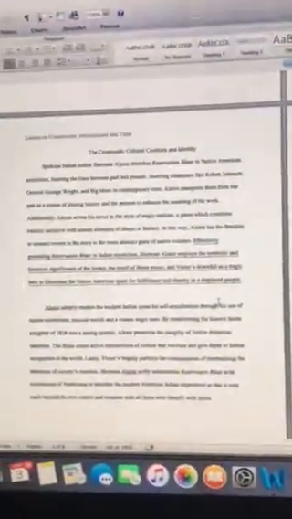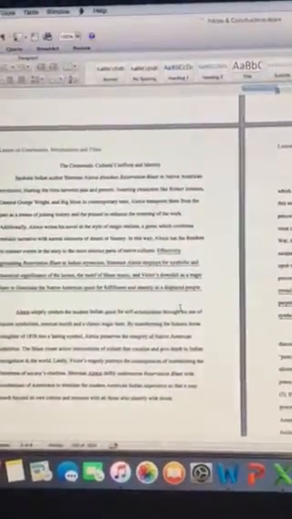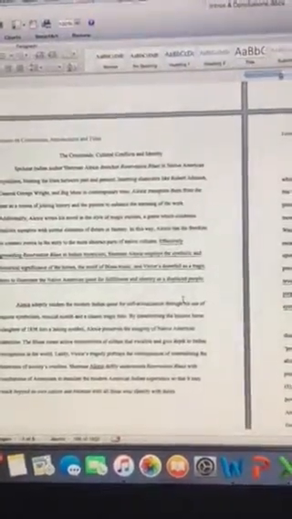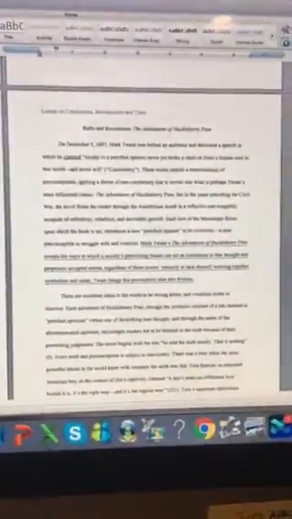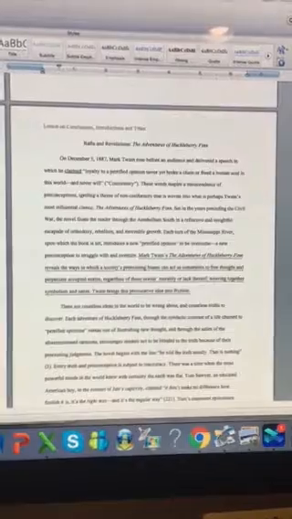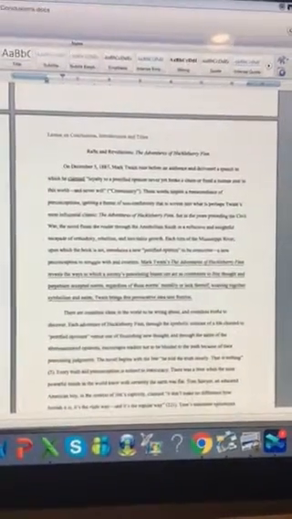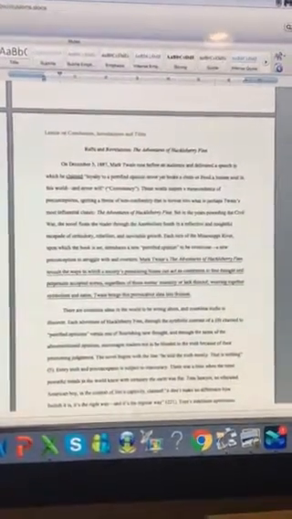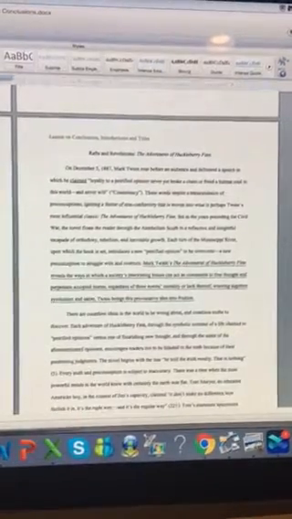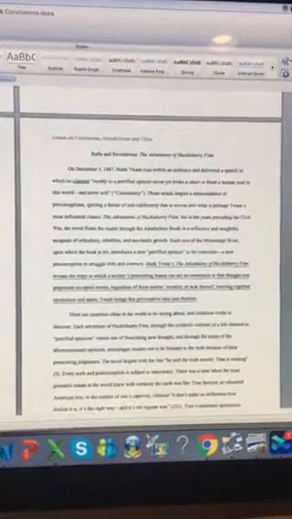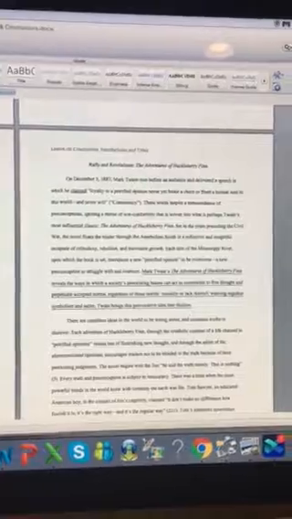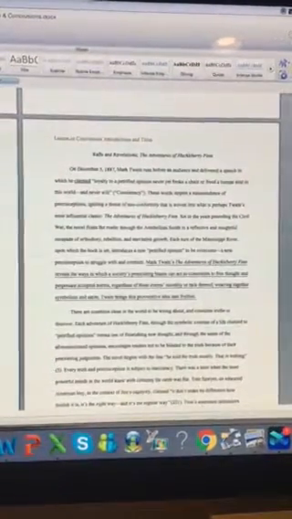I've included two other intros and conclusions as well for Reservation Blues and then The Adventures of Huckleberry Finn. So you have plenty of samples to look at. Remember, these are templates for you, and I think they should really help you out. Okay, as always, if you have any questions, let me know.